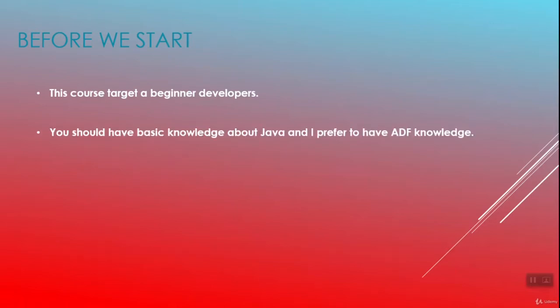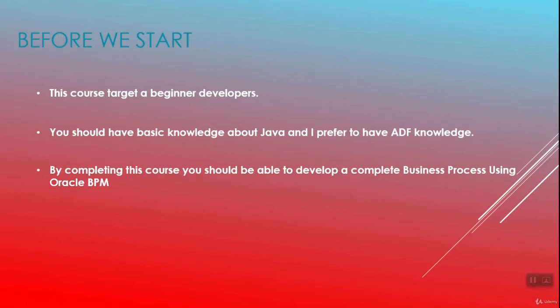You should have some basic knowledge about Java, and I prefer to have ADF knowledge as well because we will use an ADF project in the BPM. By completing this course, you should be able to develop a complete business process using Oracle BPM. Your PC should have at least 8 GB free RAM because JDeveloper will have embedded BPM libraries and SOA libraries, so it will consume a lot of RAM. So I prefer you have at least 8 GB of RAM.